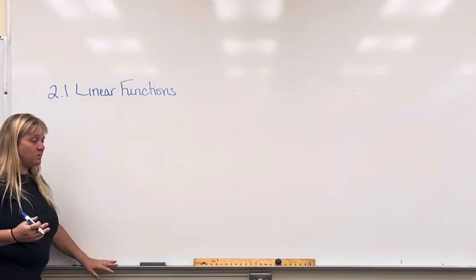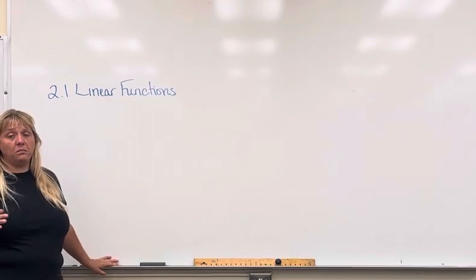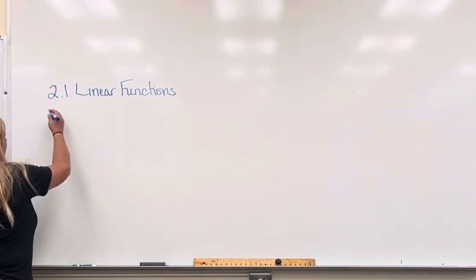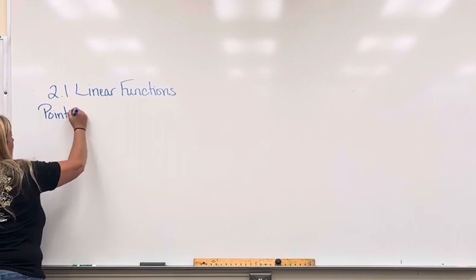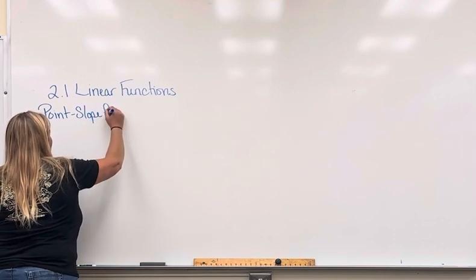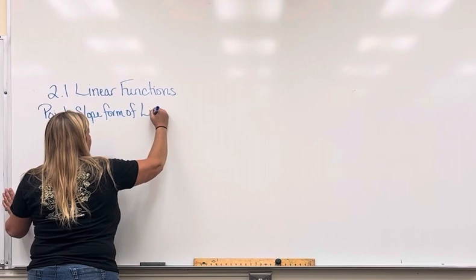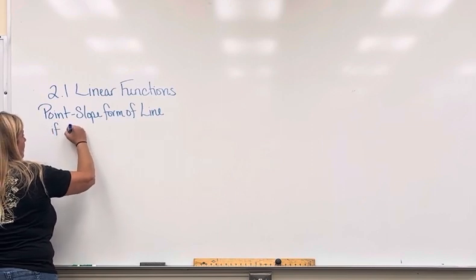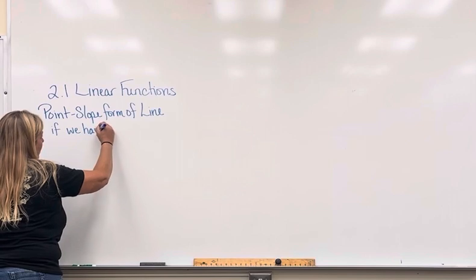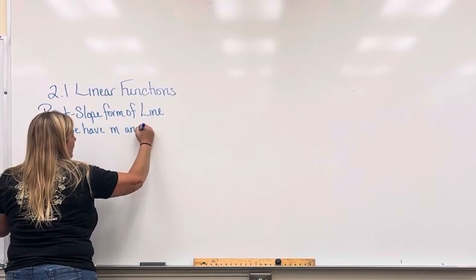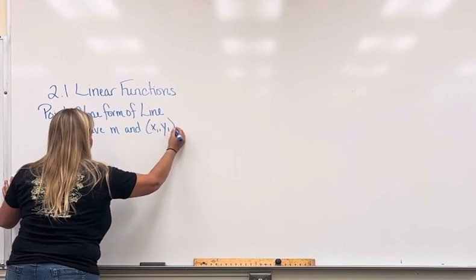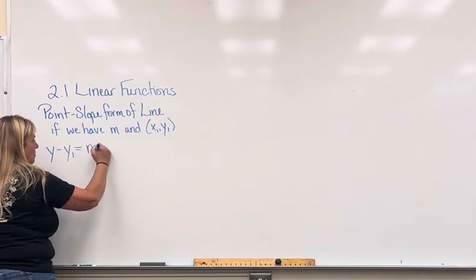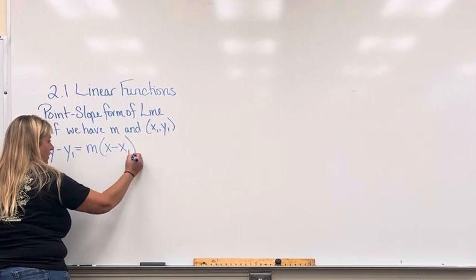So y equals mx plus b is always our go-to, but it's not always the form that we start off with. So the other form of the line that we see is called point slope form of the line. And point slope form requires, if we have our slope and a point, just exactly what it says there. So if we have m and x sub 1, y sub 1, then point slope form looks like this: y minus y sub 1 equals m times x minus x sub 1.